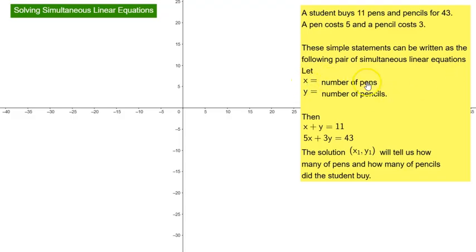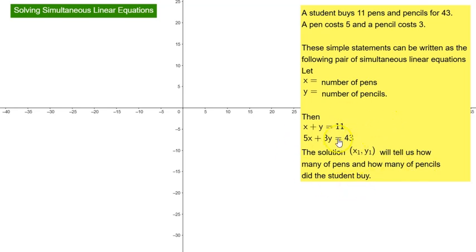So let x equal the number of pens, y equal the number of pencils. Then x plus y is equal to 11. That is, number of pens plus number of pencils is equal to 11. 5 times x plus 3 times y is equal to 43. So we had arrived at this system of linear equations. The solution will tell us how many pens and how many pencils the student bought.